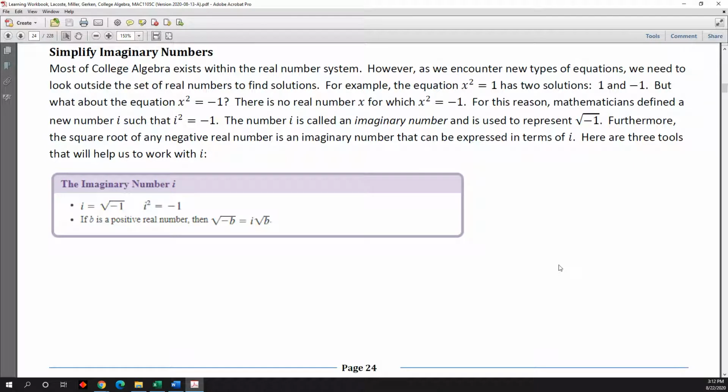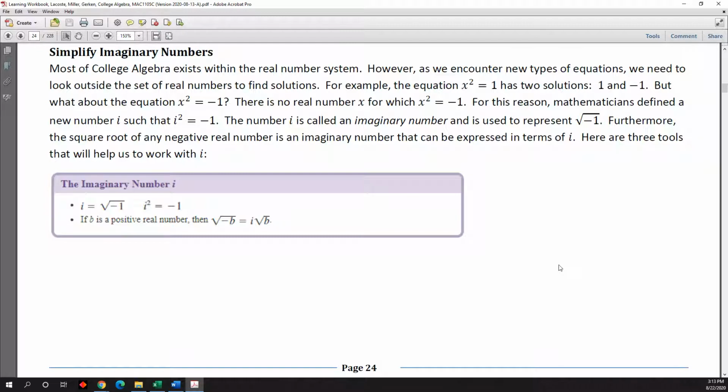There is no real number x for which x squared equals -1. For this reason, mathematicians defined a new number, i, such that i squared equals -1. The number i is called an imaginary number and is used to represent the square root of -1. Furthermore, the square root of any negative number is an imaginary number that can be expressed in terms of i.